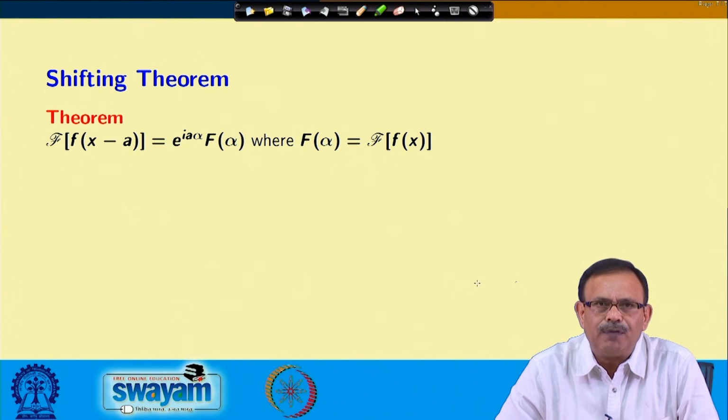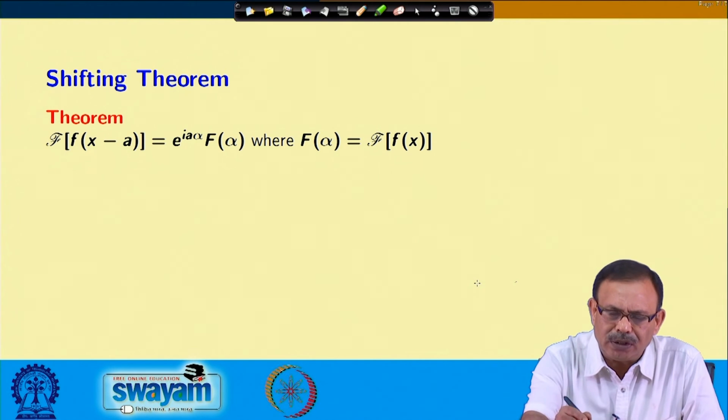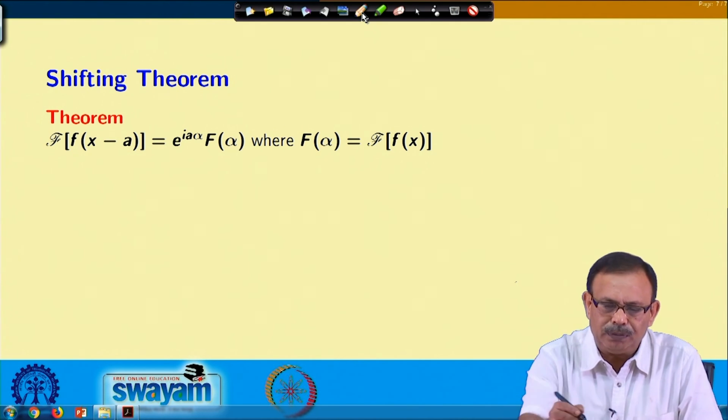Fourier transform of f of x minus a equals e power i a alpha into Fourier transform of f x, that is capital F of alpha, where capital F of alpha is nothing but the Fourier transform of f x. The shifting theorem was there in Laplace transform also, that is if you are shifting from x to x minus a, then an exponential is multiplied, that is e power i a alpha into Fourier transform of f x. Let us see how we can prove this one.